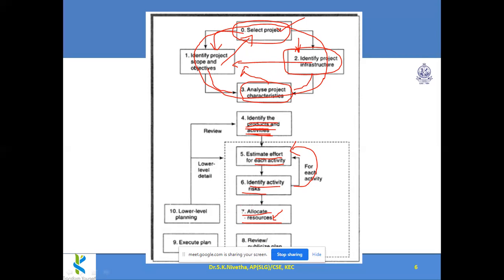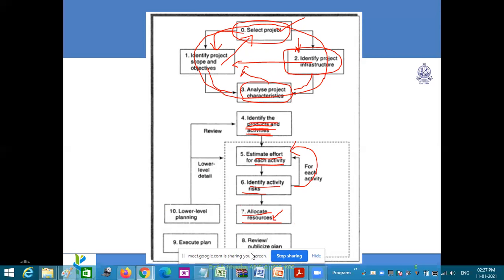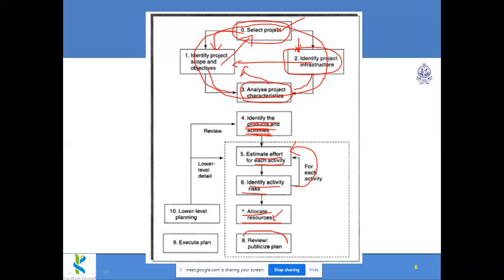All these they have to analyze at this point and they have to assign. And then they can review and publicize the plan. So they have reviewed enough, and that is the final plan, which means it can be publicized to the stakeholders, mainly to the developers. Then we have to show it to the management.